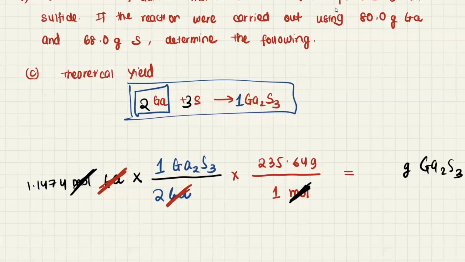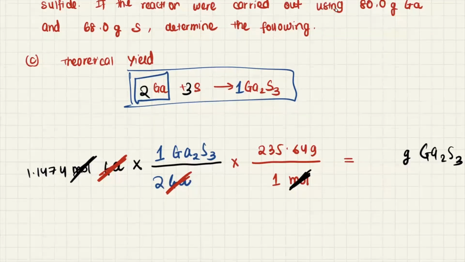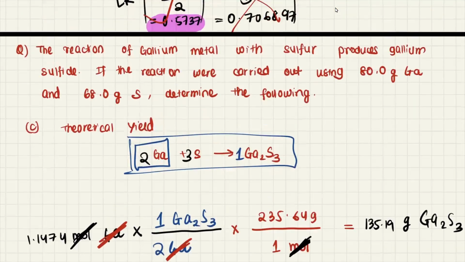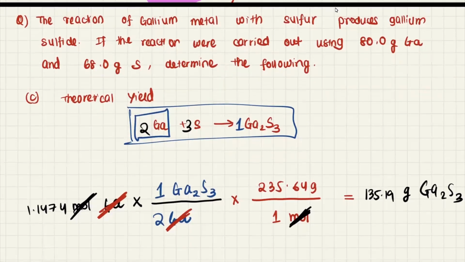Now let's just put this in our calculator. We have 1.1474 multiplied by 235.64 divided by 2. We will be getting 135.19 gram. Because we want to have the correct sig figs, it's going to be 3 sig figs. So the answer is going to be 135 gram of Ga2S3. So this is answering the theoretical yield question.